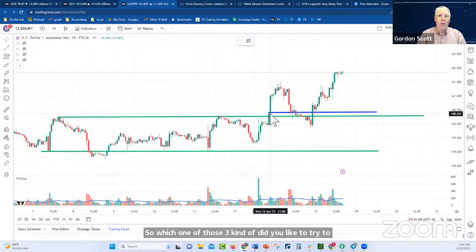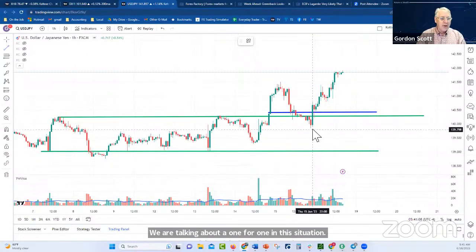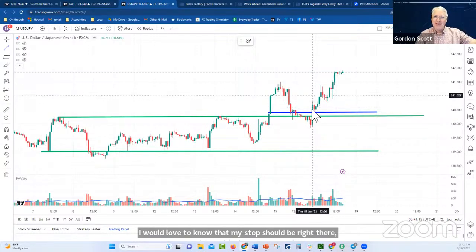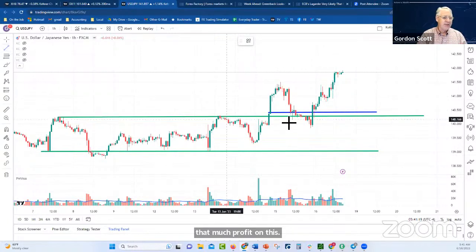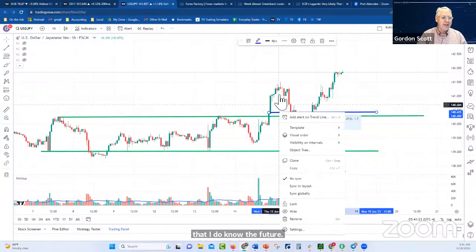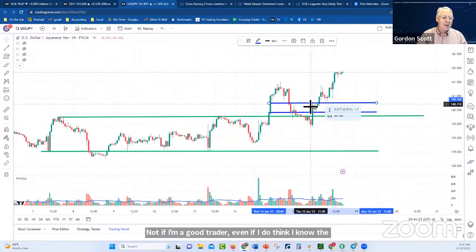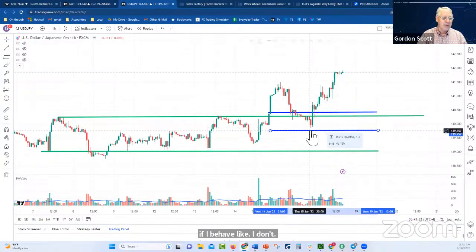So which one of those three do you like to try to work with? We're talking about a 1-for-1 in this situation. I would love to know that my stop should be right there so that I could hang on and then I could get that much profit on the other side. But I don't know the future. And I can't pretend that I do know the future, not if I'm a good trader. Even if I do think I know the future, as a good trader, I will tend to do better if I behave like I don't, if I pretend like I don't know what the future is.